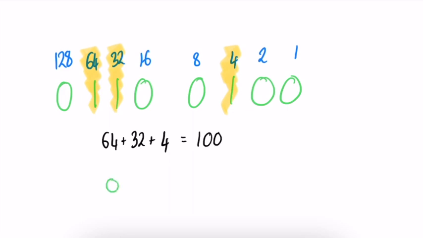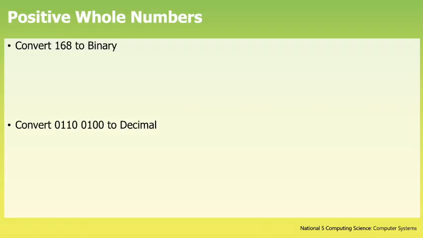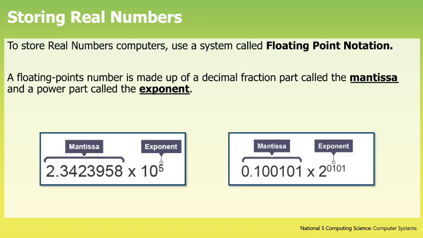Therefore, 01100100 is the binary equivalent for 100. So that's how we store whole numbers in binary and how we convert them back to decimal. Let's now look at how you store real numbers.